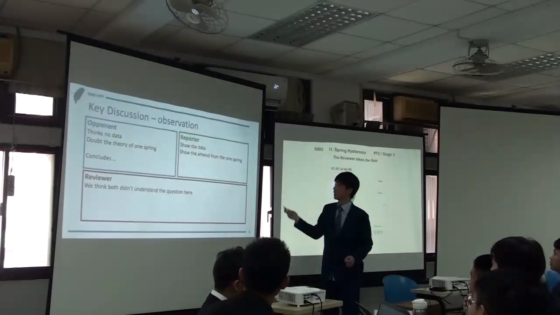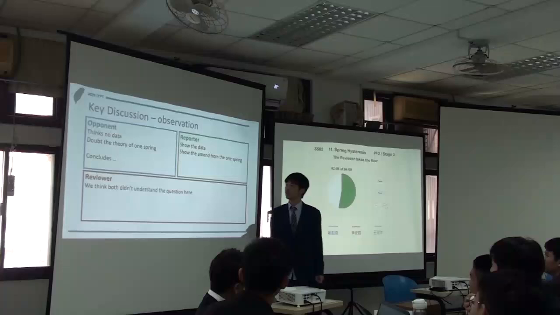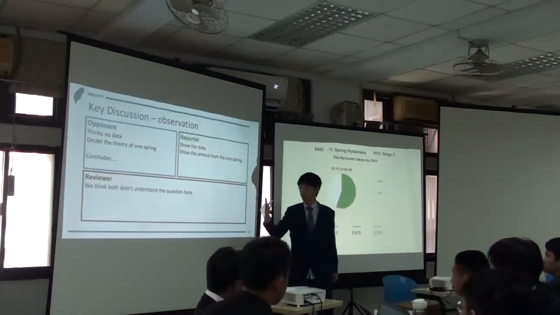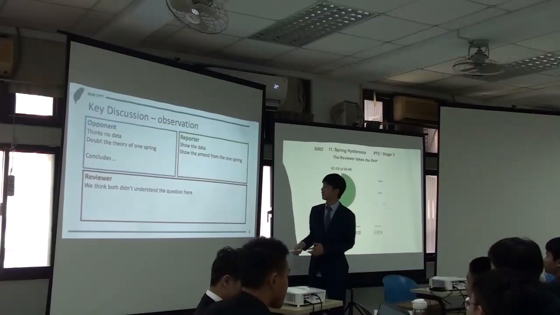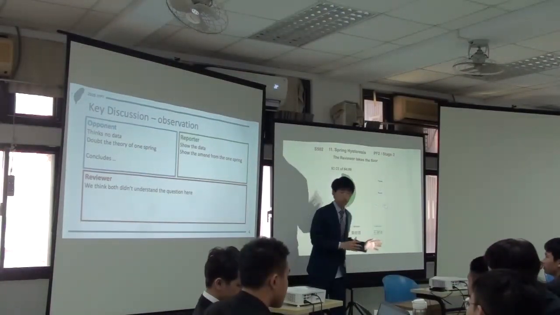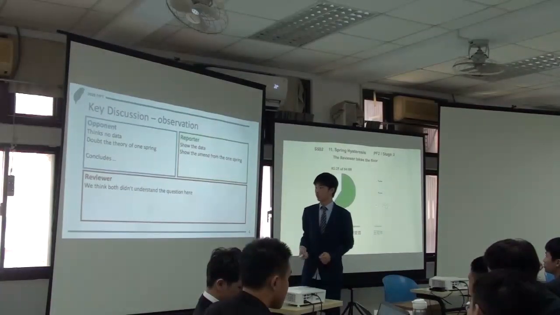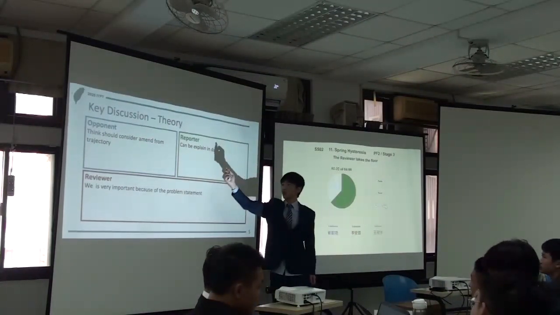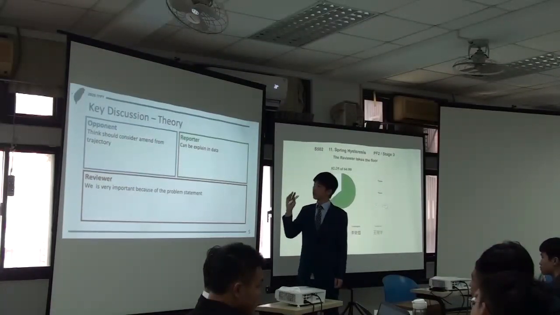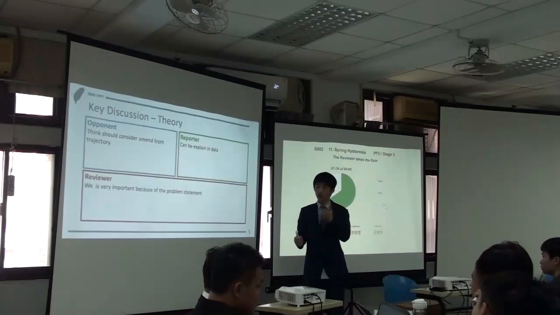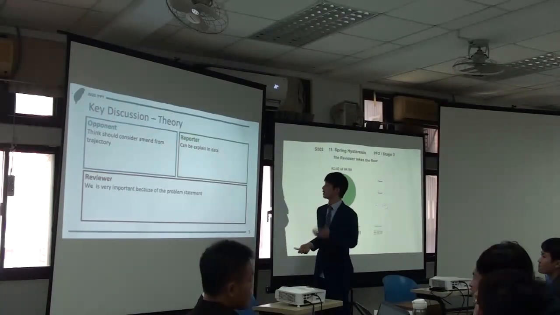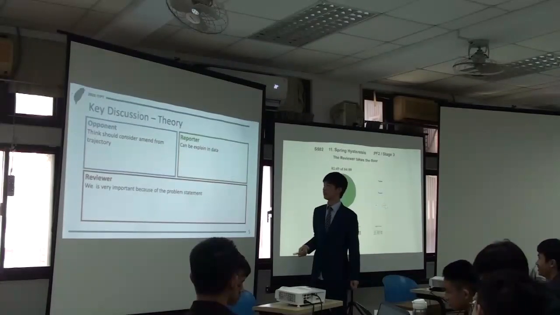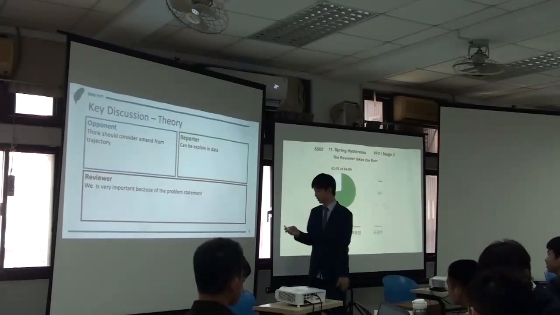Okay, so there's a key discussion between the opponent and the reporter. The opponent thinks there is no data about the theory of one spring, and the reporter shows their data and a move from one spring to two springs. We think both didn't understand the question here. In the theory discussion, the opponent says they should consider the trajectory of the mass, but the reporter says they can explain their data. We think the trajectory is very important because it is the problem statement, the hysteresis.